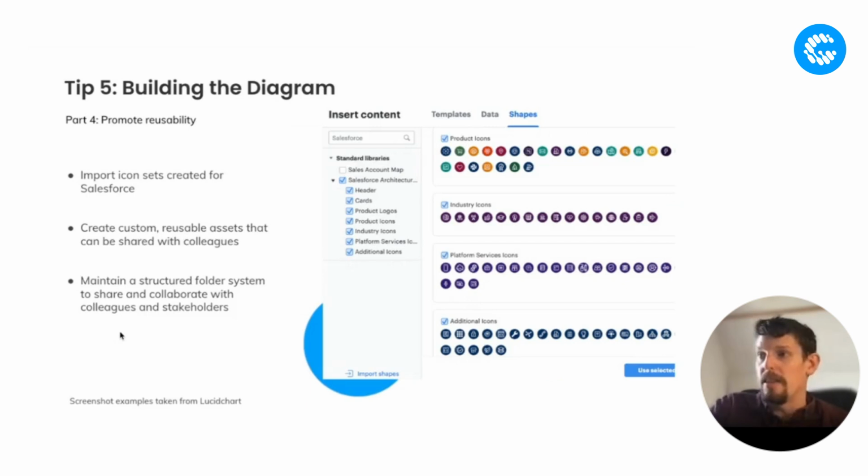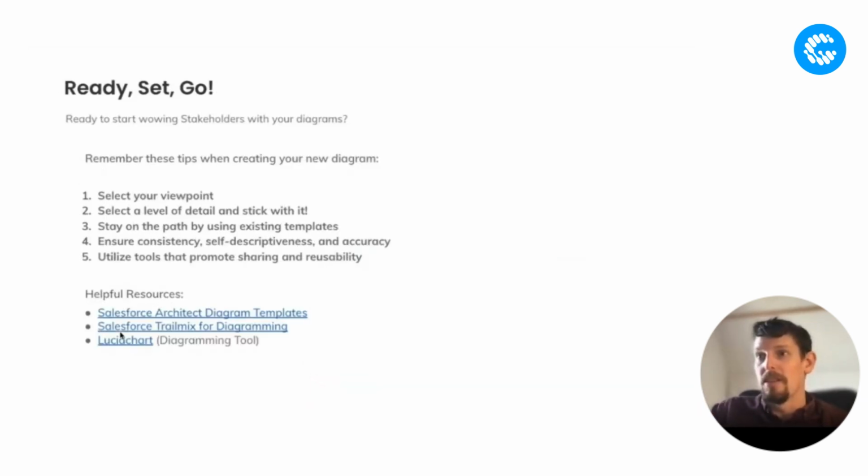So that is it for my tips for today. Just a recap of these tips for when you create a new diagram: understand why, and select your viewpoint, your who and what, select a level of detail, and most importantly, stick with it. Stay on the path by using existing templates, ensure consistency, self-descriptions, and accuracy. And finally, utilize the tools that you have available to you and promote sharing and reusability.